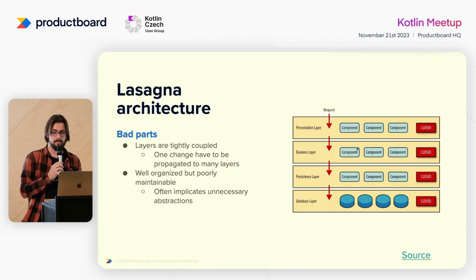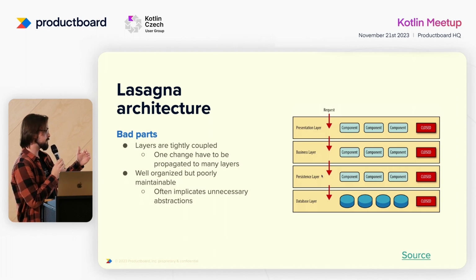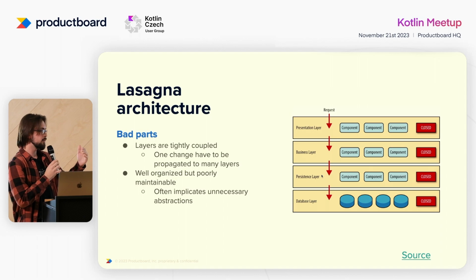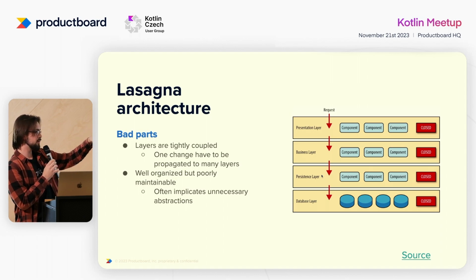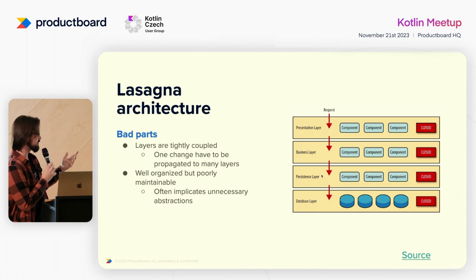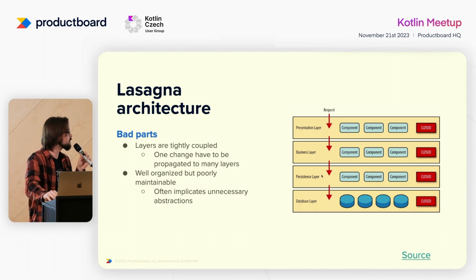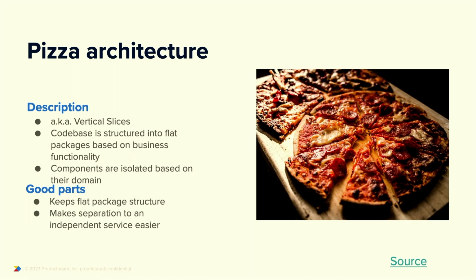Also, it often promotes unnecessary abstractions. And by that, I mean, imagine you have a service and a repository, and you will have interfaces between them, some kind of abstraction, but then only one class will call only one class and that's it. So it makes this abstraction meaningless, but it's how you usually do it with this kind of architecture. Let's move to the next one.